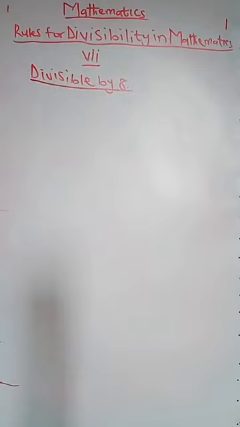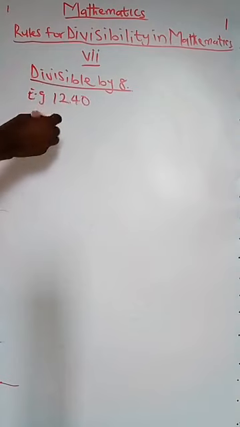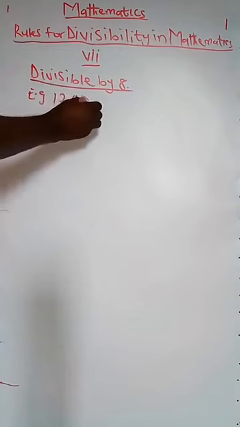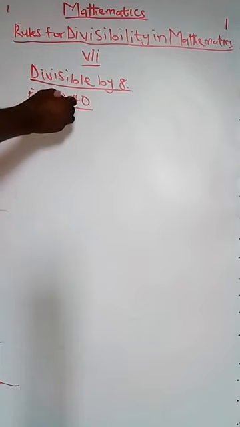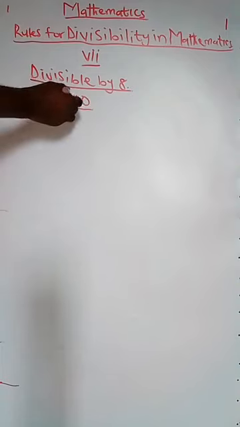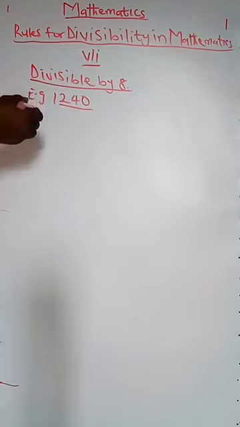A whole number is divisible by 8 if its last 3 digits form a number divisible by 8. For example, let's look at 1240. The last 3 digits are 240. And these last digits form a number that can be easily divided by 8, right? 240. 8 in 24 is 3, so this will be 30. So definitely 1240 is a number divisible by 8.